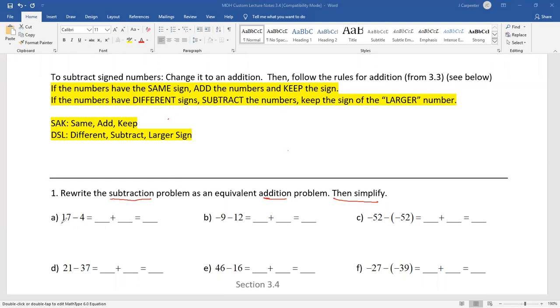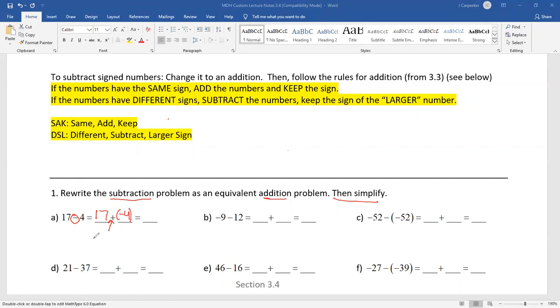And I know a lot of you are going to say, well, 17 minus 4 is 13. Why am I going to rewrite this? I could have done this before today's lecture. Yeah, you probably could have, at least I hope, but let's just follow the instructions and make sure this works. So we leave the 17 alone. We change the subtraction to an addition. Now this 4 was originally positive, so we're going to change it to a negative 4.